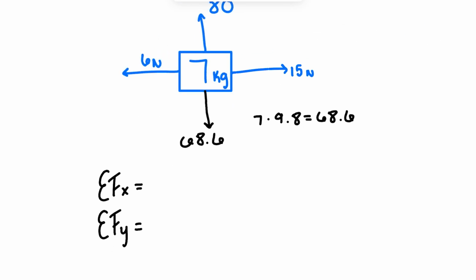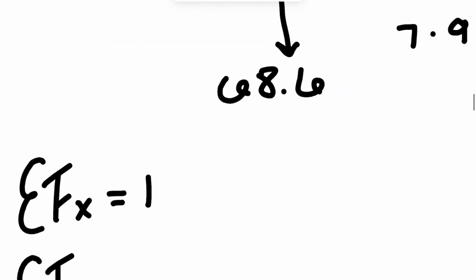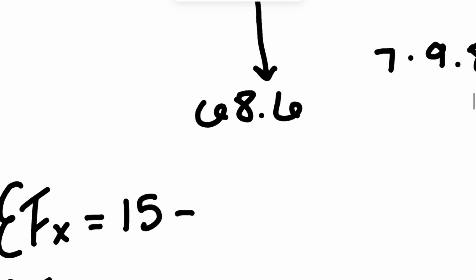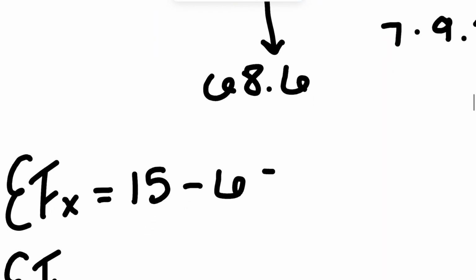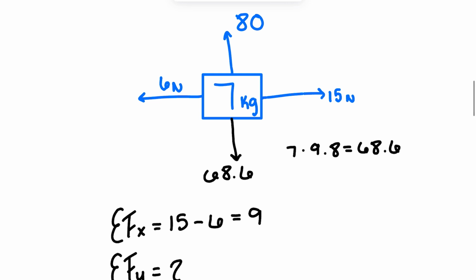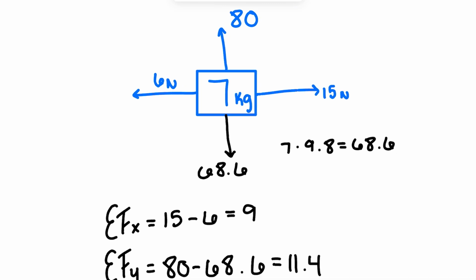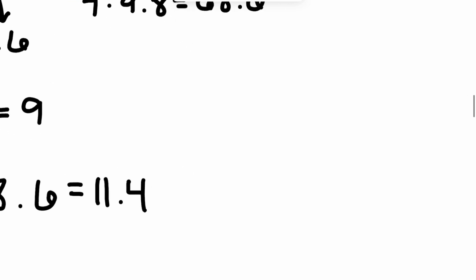After that, we have to find the total x forces and then the total y forces. To do that, we're going to do right minus left and then up minus down. So for x, we're going to do 15 minus 6, and that is going to equal 9. And when we do the up minus down, 80 minus the 68.6 that we got from the other equation, it's going to equal around 11.4.